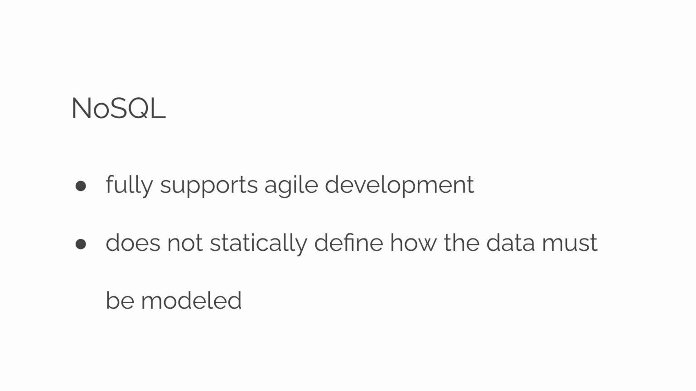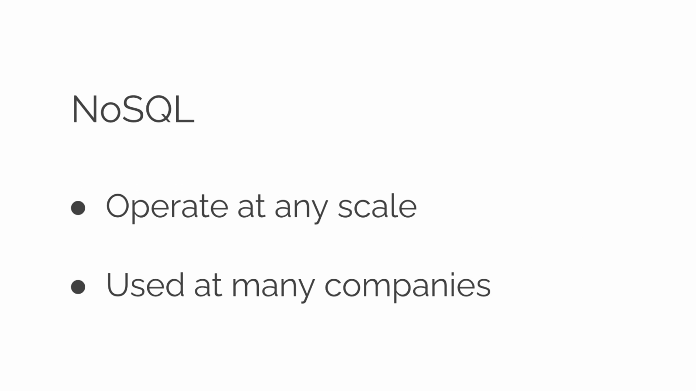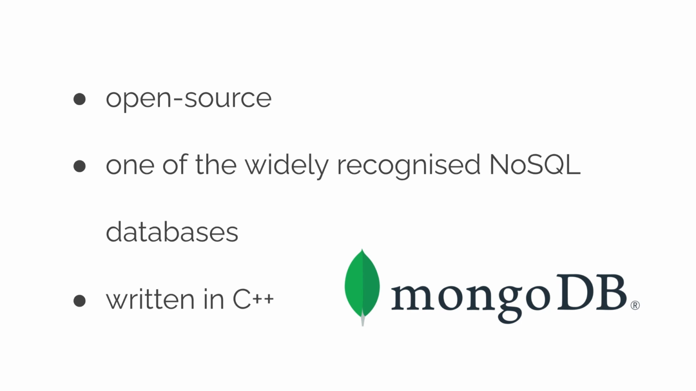NoSQL fully supports agile development because it doesn't statically define how the data must be modeled. NoSQL databases can operate at any scale and are used at many companies, large and small. MongoDB is one of the widely recognized NoSQL databases, one of the most common. It's open source and written in C++.